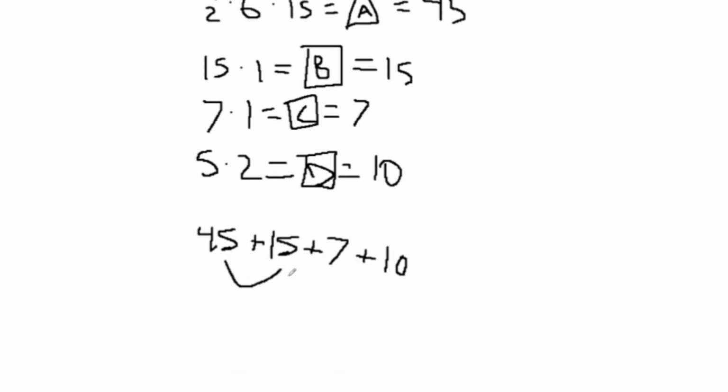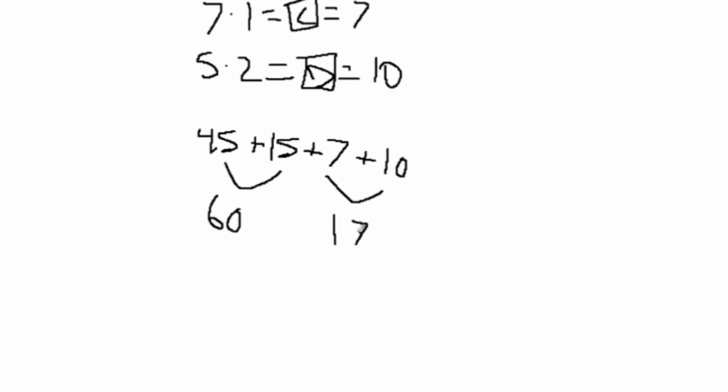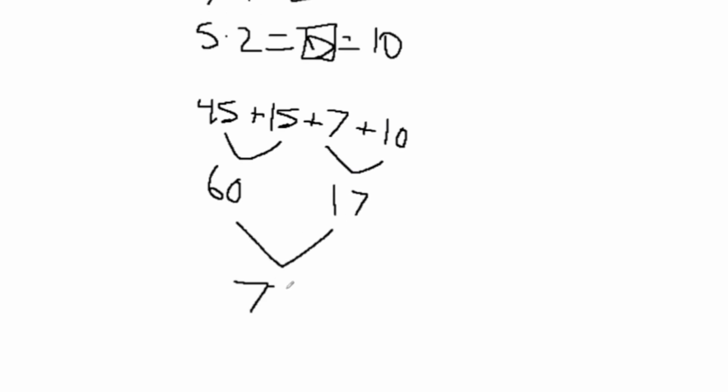Now let's do these two and these two. 45 plus 15 is equal to 60. 7 plus 10 is equal to 17. Both of these together is 77. And that there is your answer. We are done. 77. How fun.